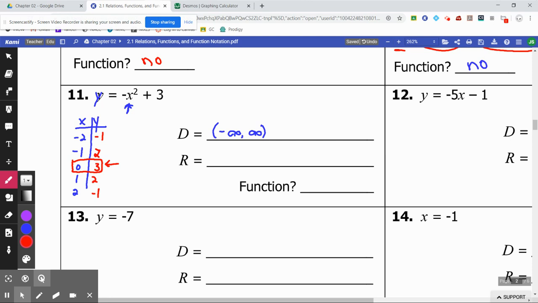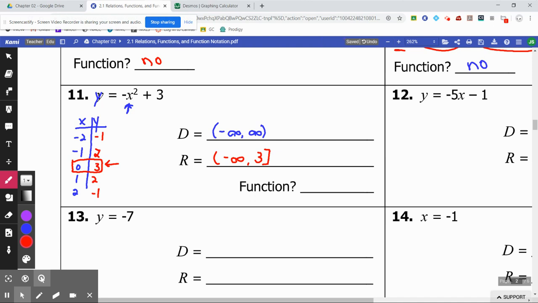Now, if you were to plug in like -3, -4, -5, they get lower and lower and lower, but they never get above 3. So you can plug those in and you'll find out again that your Y values go down forever. However, the highest that they ever get is 3. So that's one way of working it, is with tables.